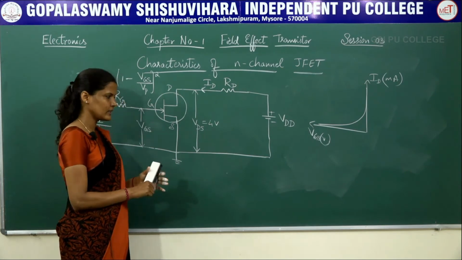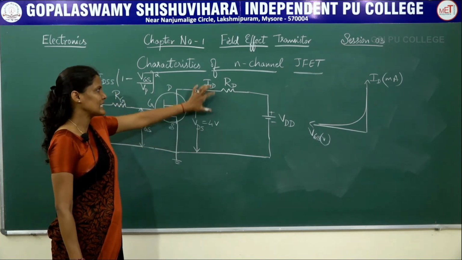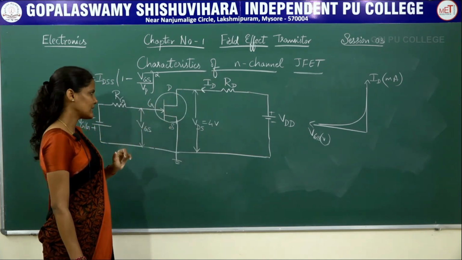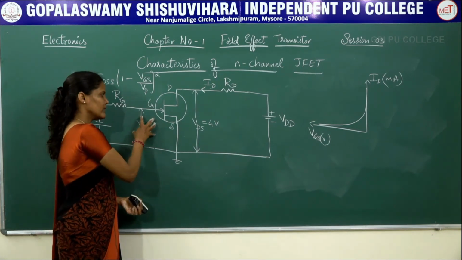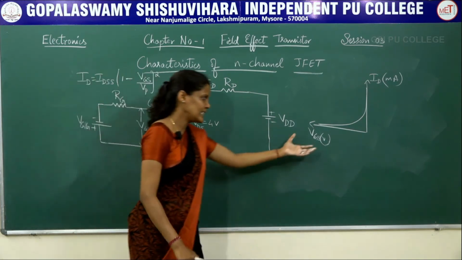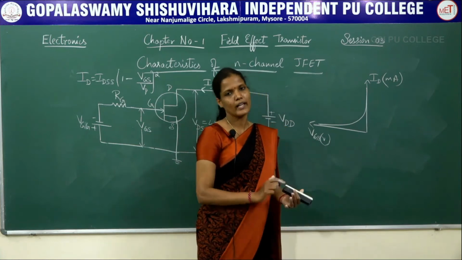Drain characteristics, that is the set of curves which gives the relationship between VDS and ID, keeping VGS constant. Transfer characteristics, that is the set of curves which gives the relationship between VGS and ID, keeping VDS constant, where VGS will be taken on the x-axis and ID will be taken on the y-axis.